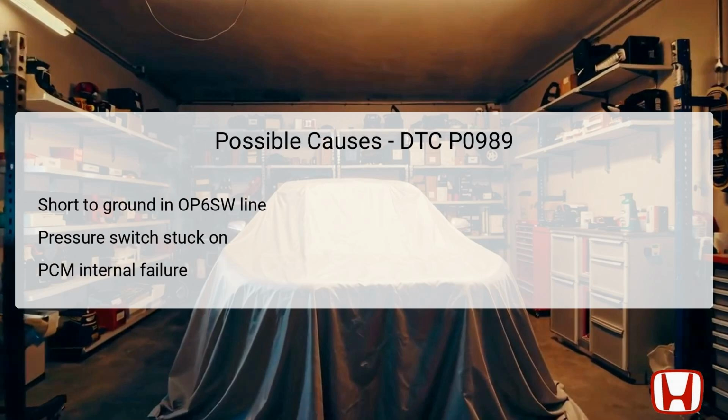Three potential issues may lead to DTC P0989. First, a short to ground in the OP6SW line could disrupt the normal signal transmission from the fluid pressure switch to the PCM, leading to erroneous readings. Second, the transmission fluid pressure switch itself may be stuck in the on position, causing the PCM to continuously receive a high signal and misinterpret the operational conditions of the transmission.